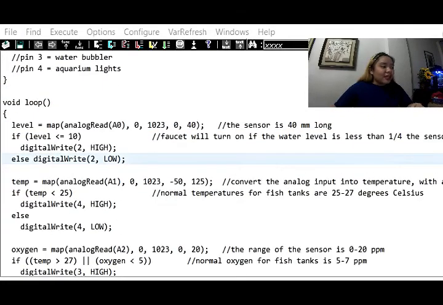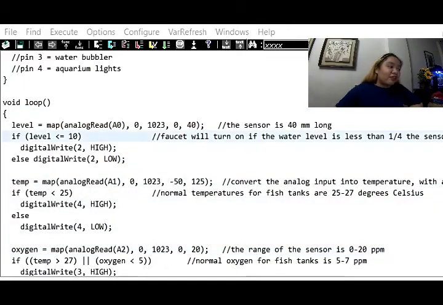Meanwhile, for the inputs, there are also 3. A0 would be the water level, A1 would be the temperature sensor, and A3 or A2 would be for the dissolved oxygen levels. Let's get to each one.